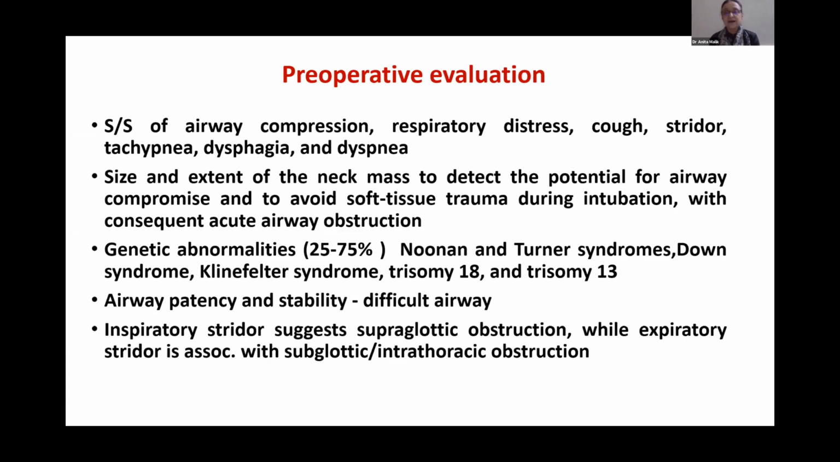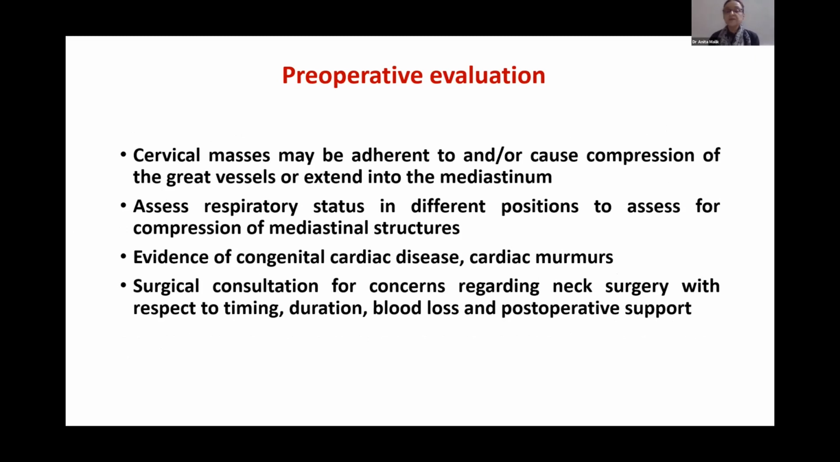Now, airway patency and stability for difficult airway has to be judged. Inspiratory stridor suggests supraglottic obstruction, while expiratory stridor is associated with subglottic or intrathoracic obstruction. Cervical masses may be adherent to, or cause compression of, the great vessels, or they may extend into the mediastinum. So assess the respiratory status in different positions to assess for compression of the mediastinal structures. Then evidence of congenital cardiac disease may be there, and surgical consultation regarding timing, duration, blood loss, and post-operative support has to be there.